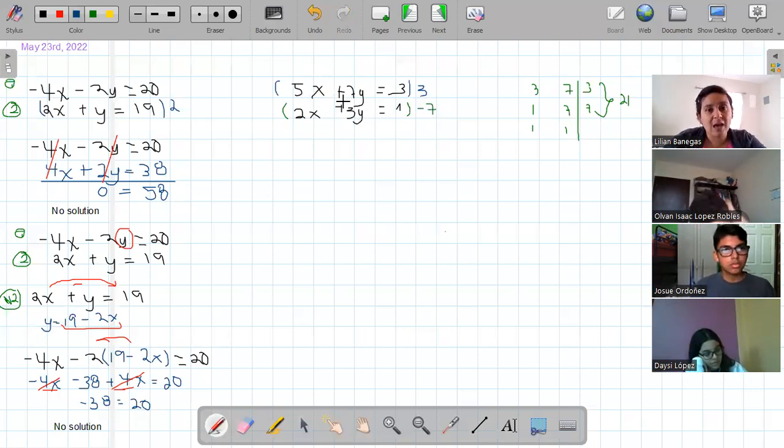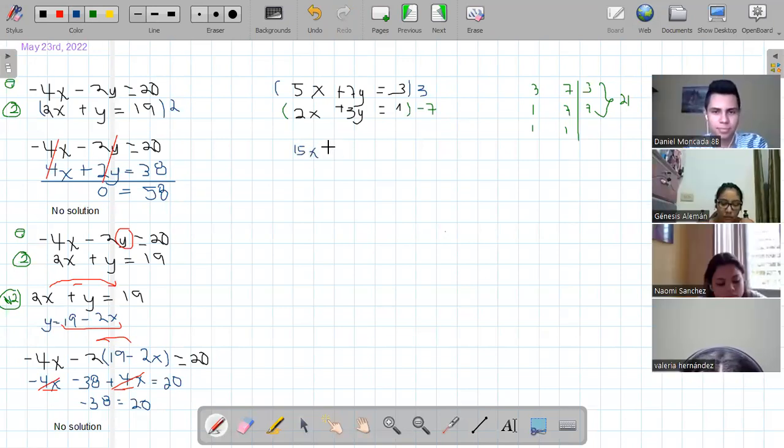So let's multiply. 5x times 3, 15x. 7y times 3, positive 21y. So plus 21y equals 3 times 3? 9. 2x times negative 7? Negative 14x. 3y times negative 7? Negative 21y. Equals 1 times negative 7? Negative 7. I pass a line underneath it and I can cancel or start adding, okay?